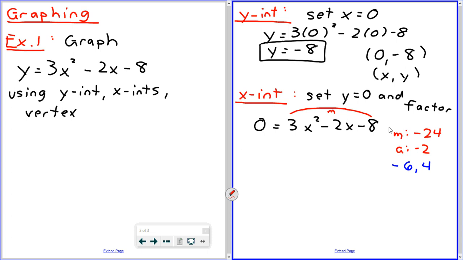Yeah, so it has to match that negative 6 times 4 is negative 24, and that negative 6 plus 4 is going to be negative 2, so it has to match them both.